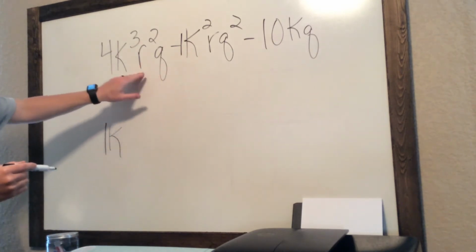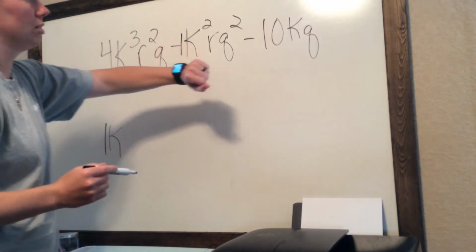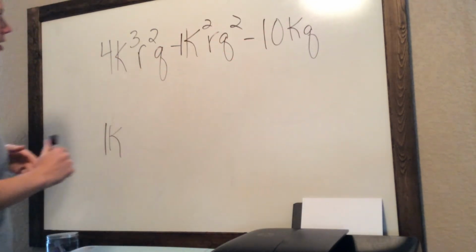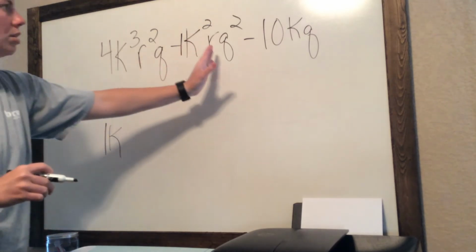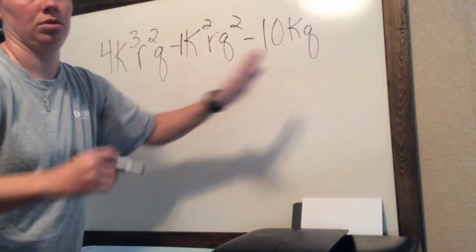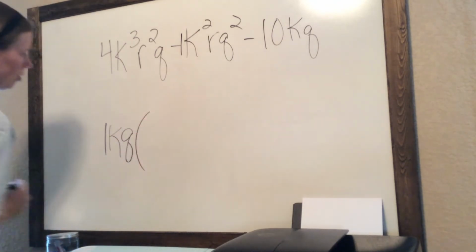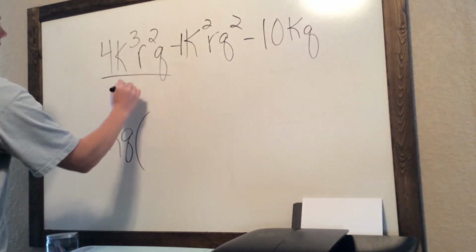And then I have r squared, r, and there's no r's here. There's not an r in every piece, so I can't take r out. Then I have q, q squared, q. The smallest of that would just be q. So 1k q. Okay? So we're going to divide by that.